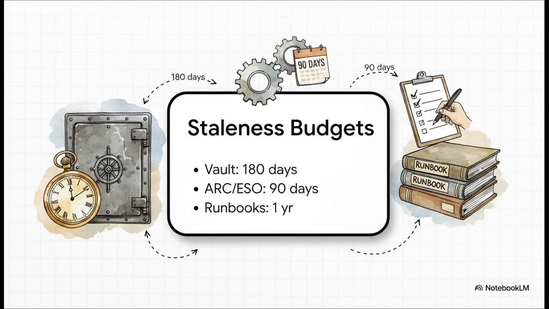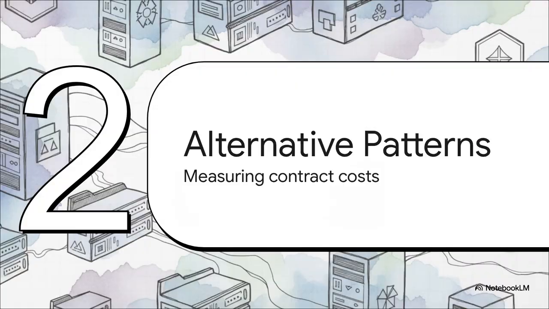Vault has to be verified every 180 days. ARC and ESO, 90 days. Runbook ownership is a full year. If you touch this contract for any reason and you see that a section's date has passed, you are on the hook to verify that section before you edit. No exceptions.